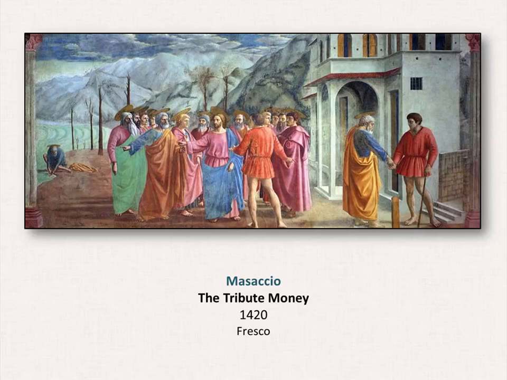In the center of the fresco, we see the tax collector demanding the money. On the far left, we see Peter kneeling down, retrieving the money from the mouth of a fish. And on the far right, Peter pays the tax collector. In the fresco, the tax collector appears twice, and Peter appears 3 times. You can find them easily if you look for their clothing.